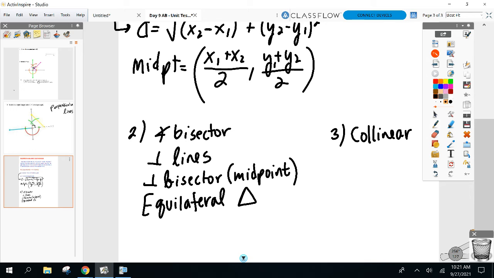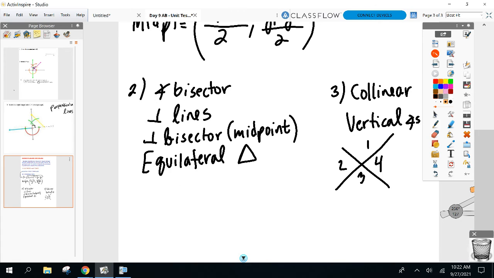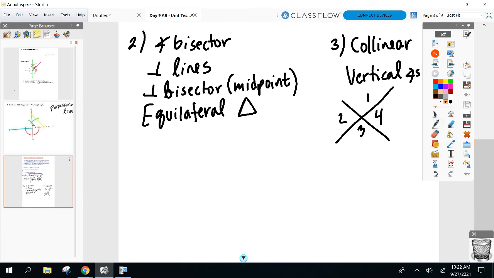Let's keep going here. I'm looking at the test. Vertical angles. Anybody want to name a pair of vertical angles right there? Name a pair. What do we got? 1 and 3 are vertical. What do you know about vertical angles? They're congruent. So angle 1 is congruent to angle 3. And so it's 2 and 4.